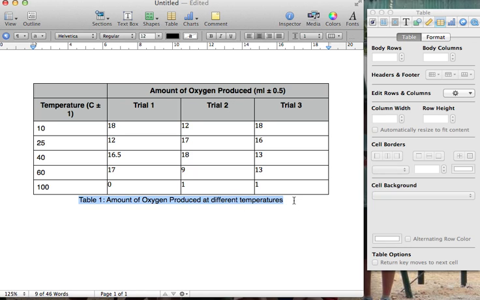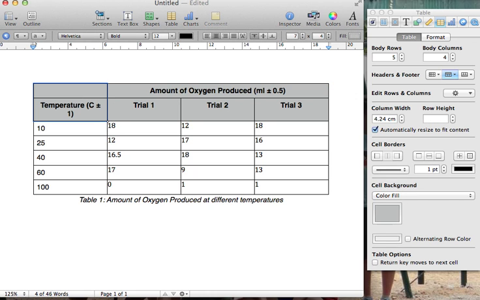Your label and your title should either be on the bottom or on the top of your table. Generally, the IB likes it on the bottom. I tend to prefer mine on the top, but it really doesn't matter as long as you've got all of that information correct.